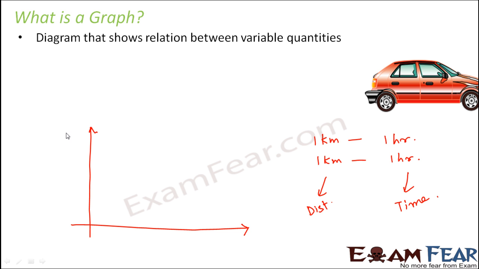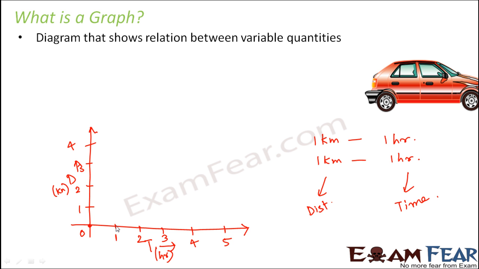So let us say that we represent distance on the y-axis and time on the x-axis. Now, if we say this is 0, this is the origin, this is 1, this is 2, this is 3, this is 4, and let's say that we represent the time in hours. This is 5 and so on. Similarly, here distance is represented in kilometers. So let's say this is 1, this is 2, 3, 4, and so on.